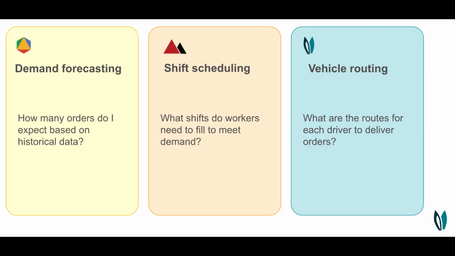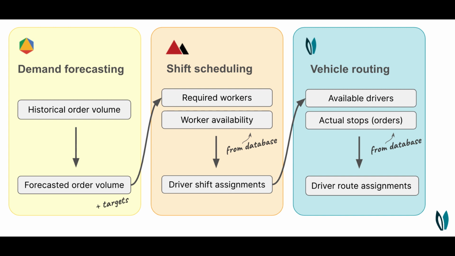Today, we'll be linking 3 logistics models together for operations. We'll be considering a fictional farm share company that delivers produce boxes from farms to customers' homes. We will work with demand forecasting, shift scheduling, and vehicle routing. The output of each model will feed into the next as the input as we go from forecasting to shift scheduling and then vehicle routing.